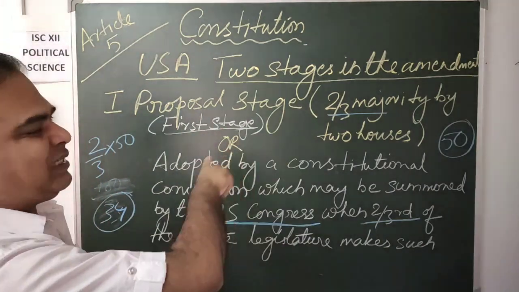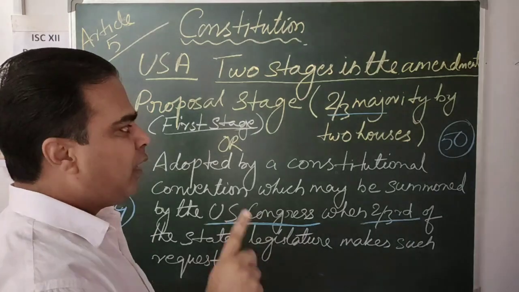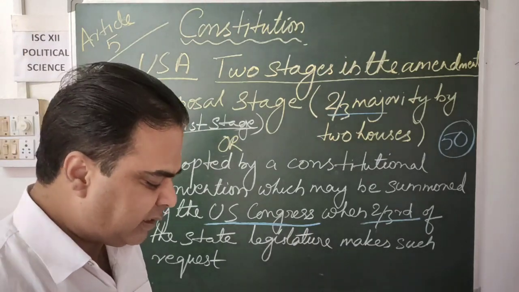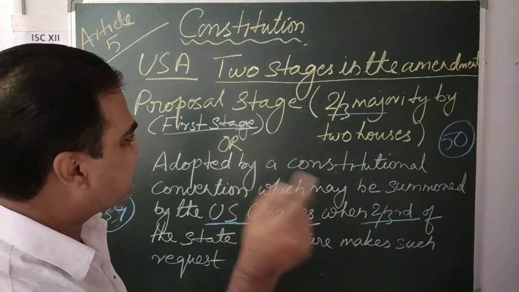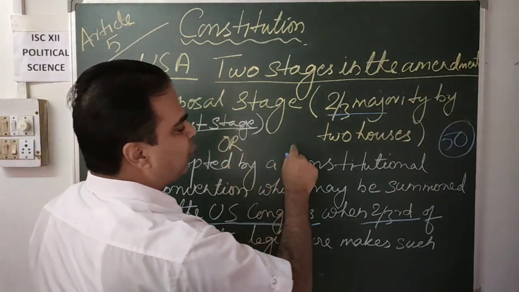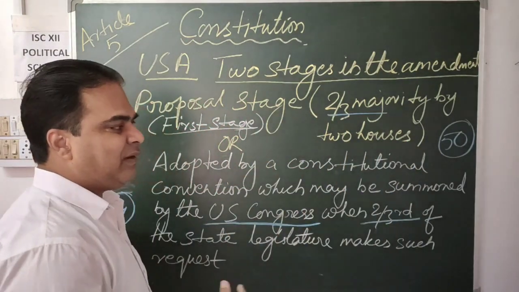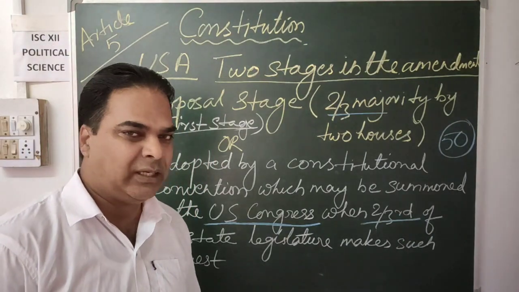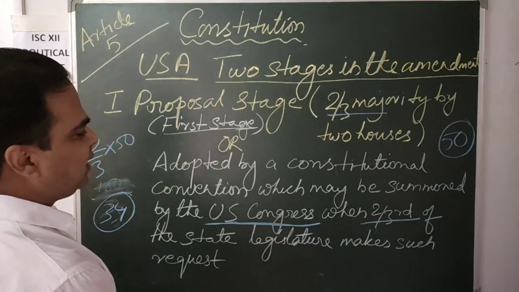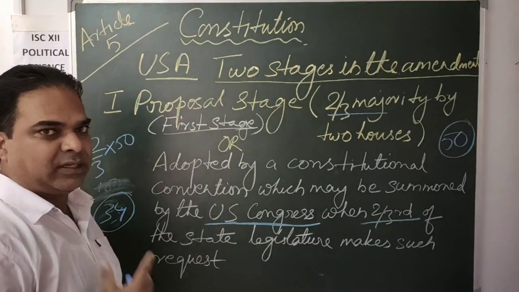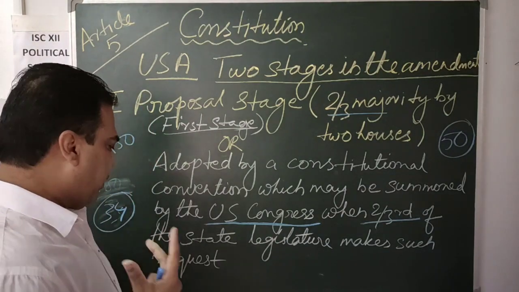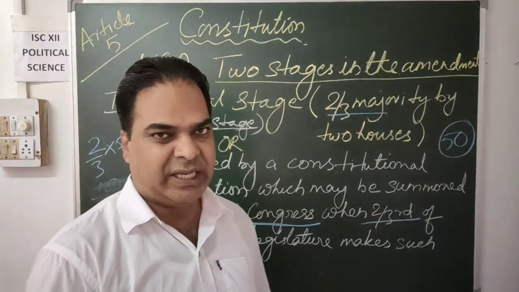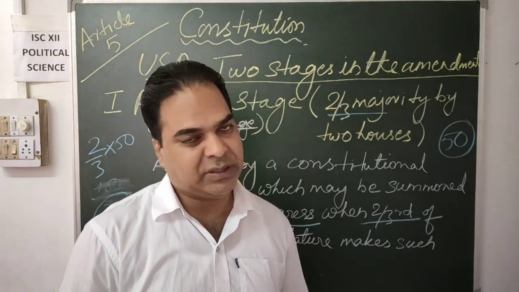This is the first proposal stage. The amendment process has to go through two stages, and this is the first stage. I hope you understood it. Once again, let me repeat it. If a two-third majority of the two houses adopt the resolution to bring changes, then they can easily do it. The second one is that if two-third of the state legislatures make a request to the US Congress to bring certain changes, or they want an amendment in the Constitution of USA, that is also possible.